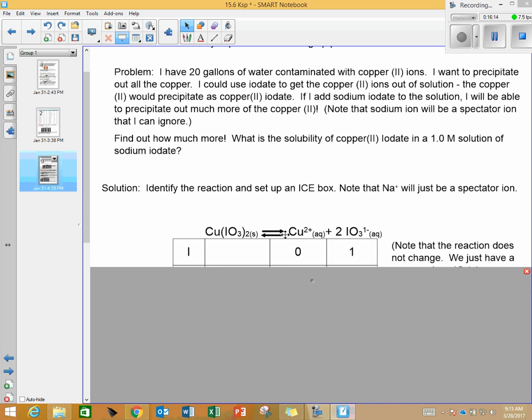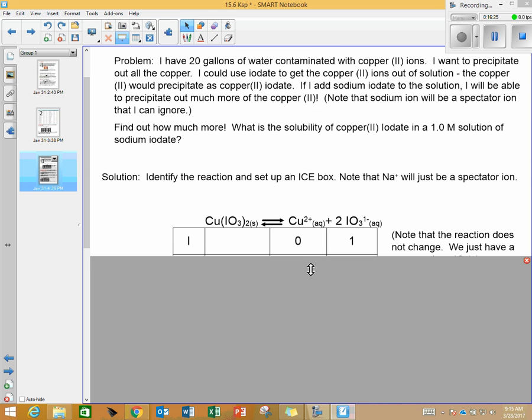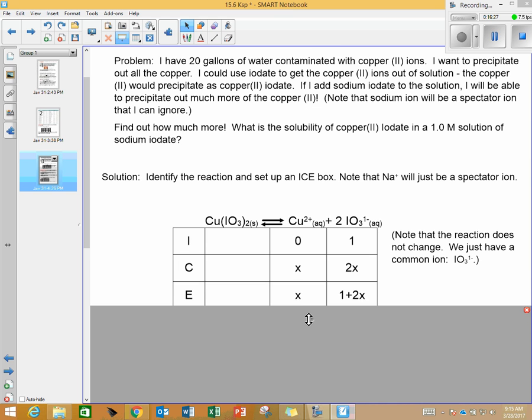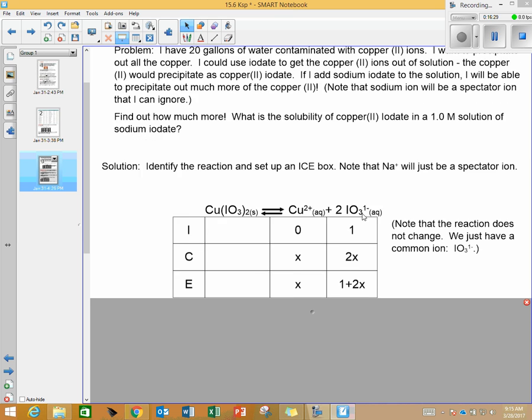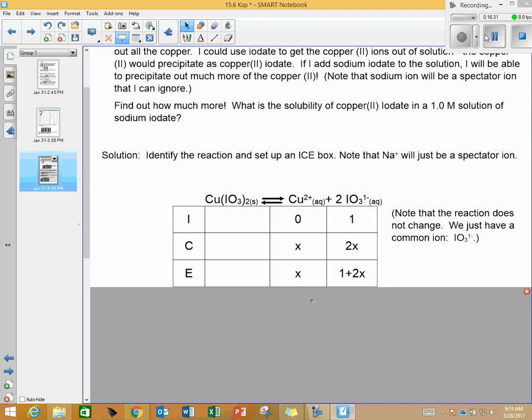You ignore the coefficients here. What is going on is you're just finding your initial concentration of iodate, which you get right here from this 1 molar solution of sodium iodate. Then we do the problem just as we did before. We fill in our change row, how much will form, using our coefficients.